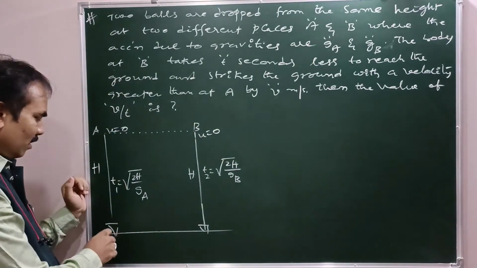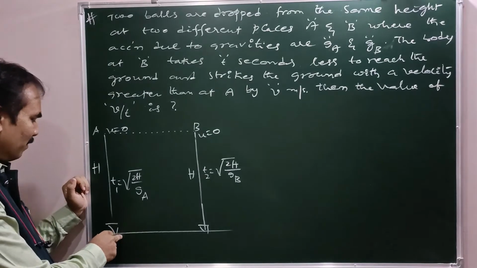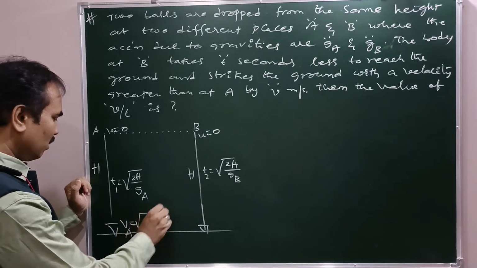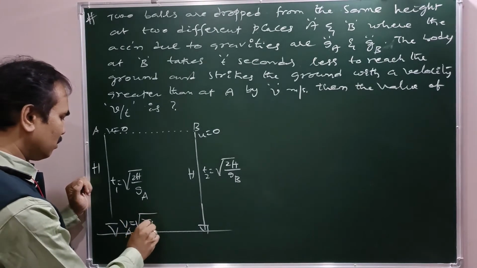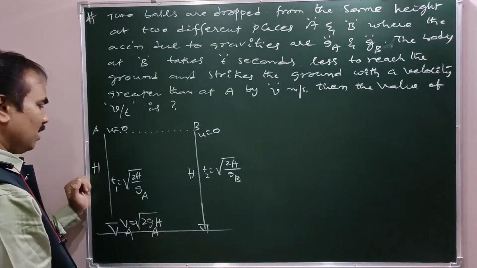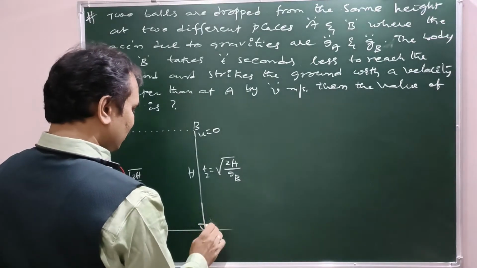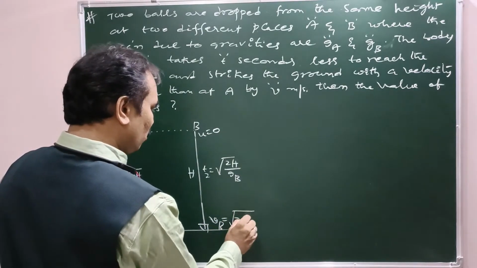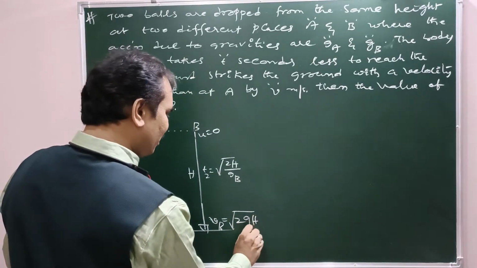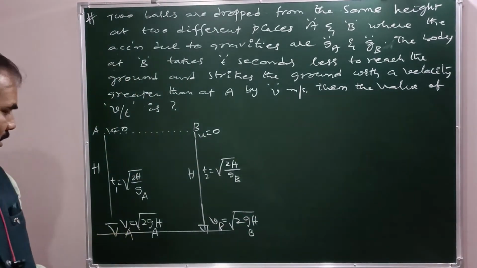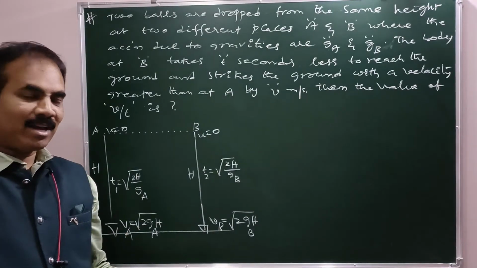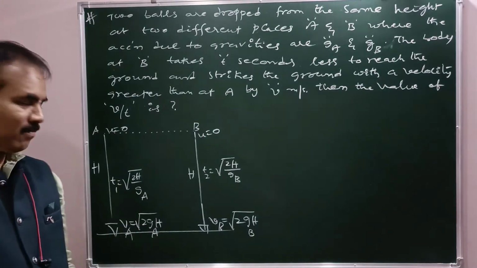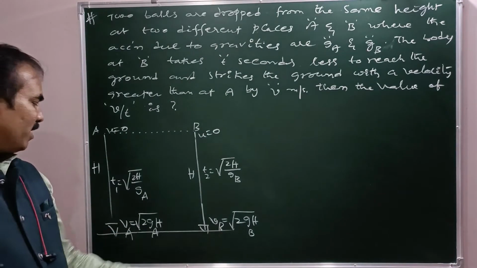Now at place A, with what velocity it hits the ground, that is VA. Final velocity just before hitting, V equal to root 2gh, so root 2Gah. Here, the velocity with which it strikes the ground, VB, equal to root 2Gbh, right? We already came across that velocity on reaching the ground is root 2gh. In the previous sum, VA equal to root 2gh, here VB equal to root 2gh, right?